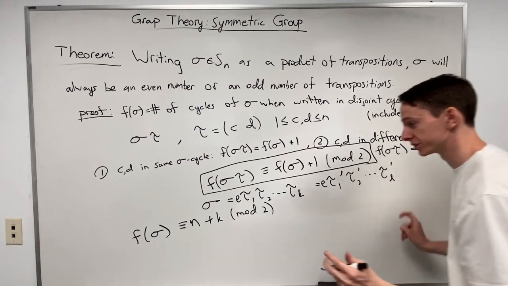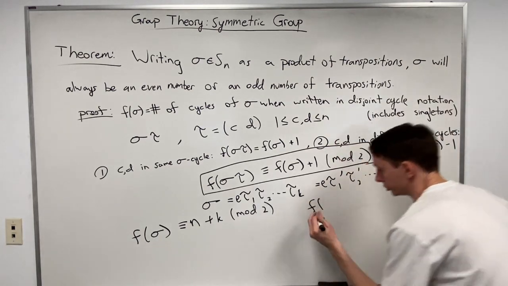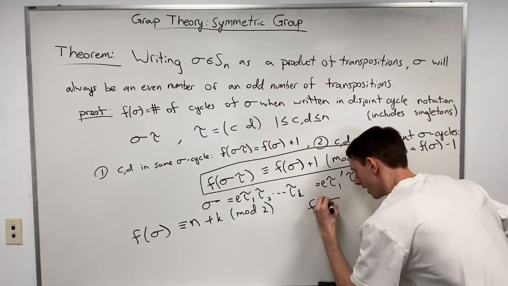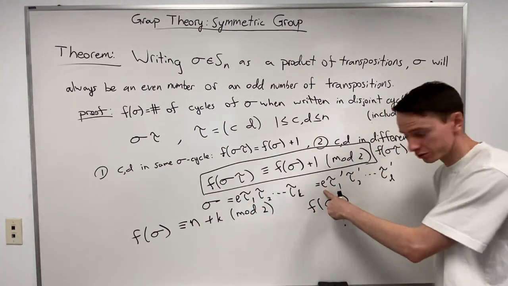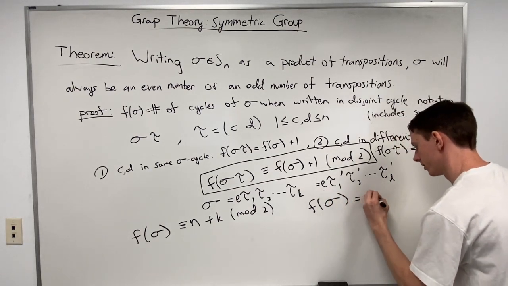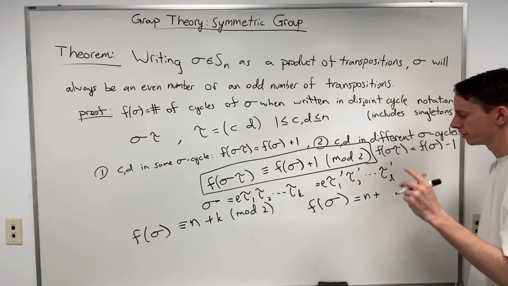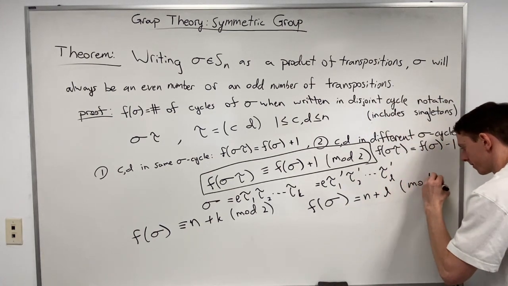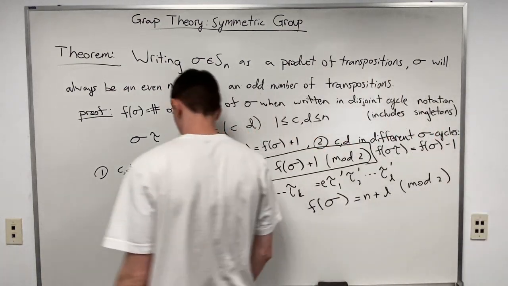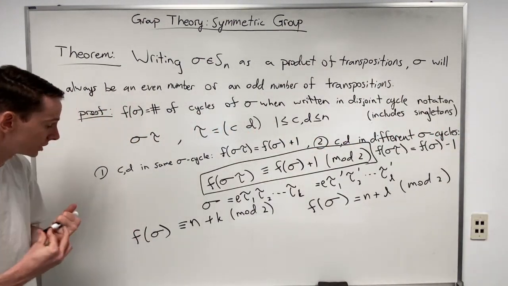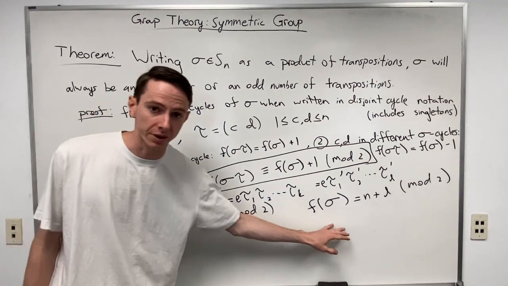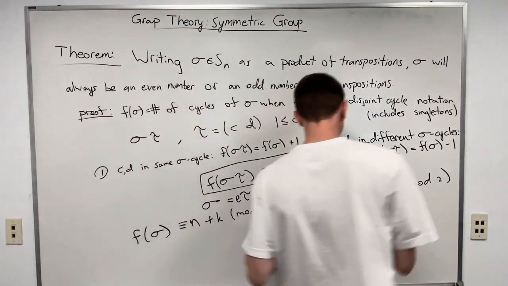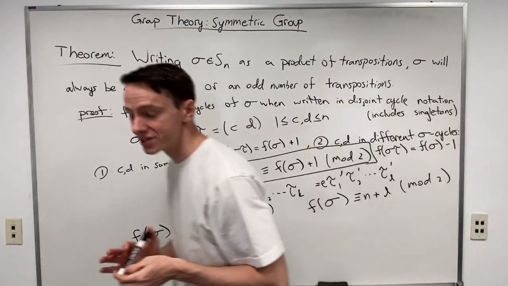Now let's just go to this transposition right here. We also know there's another decomposition for sigma. F of sigma here is going to be starting with the identity, n, and then now we're swapping the sign L different times, mod 2. And since we're working in disjoint cycle notation, we know that f of sigma, like we mentioned, has to be unique. So n plus k mod 2 has to be congruent to n plus L mod 2.